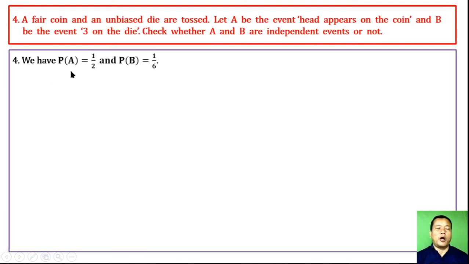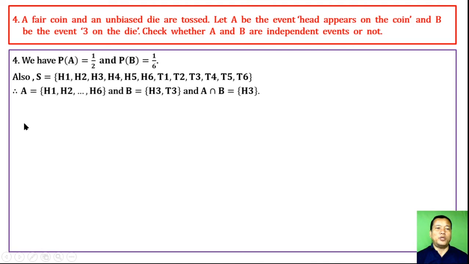We have P of A, the probability of getting a head when a coin is tossed, that is half, and P of B, the probability of getting 3 when a die is rolled, that is 1 by 6. Also, the sample space for this event is H1, H2, H3, H4, H5, H6, T1, T2, T3, T4, T5, T6, of which A consists of H1, H2, H3, H4, H5, H6.